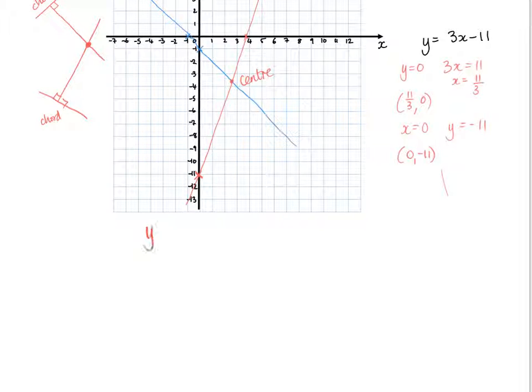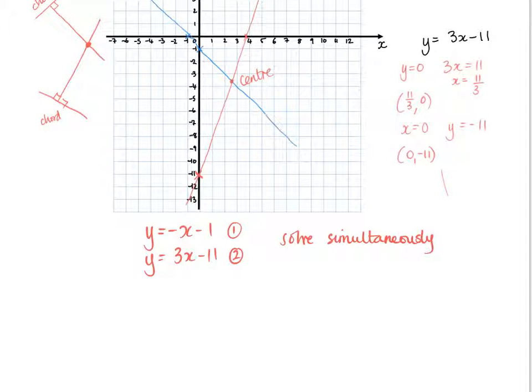So y equals minus x minus 1, we'll call that equation 1, and y equals 3x minus 11, call it equation 2. So solve these simultaneously. So I can just make one equal the other. So minus x minus 1 is equal to 3x minus 11. Move them around, so take the 11 to one side, take the minus x to the other. So x is going to be 10 over 4, which is 5 over 2, which can also be equal to 2.5. So we have to find a y coordinate.